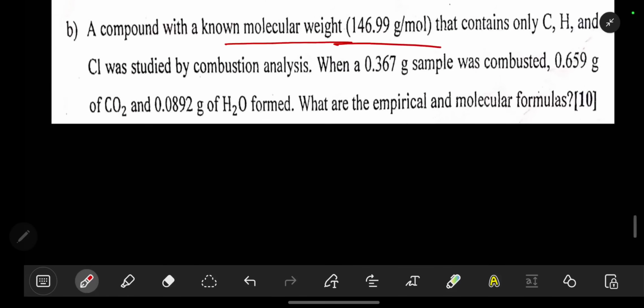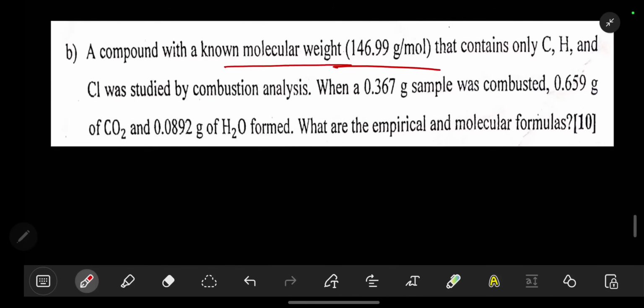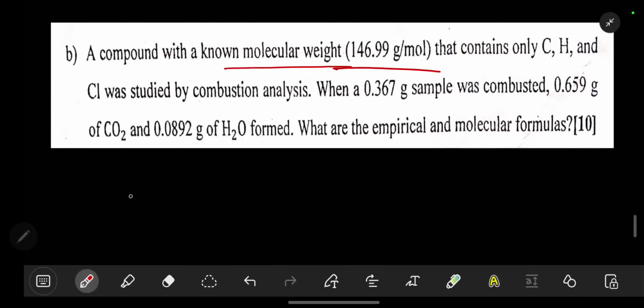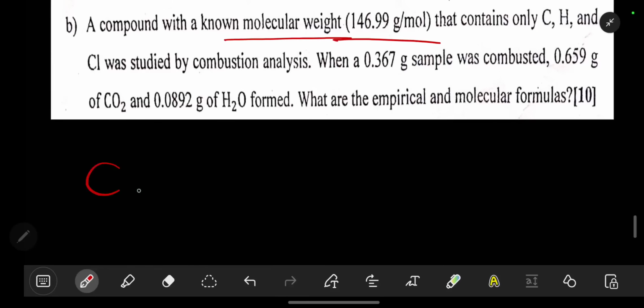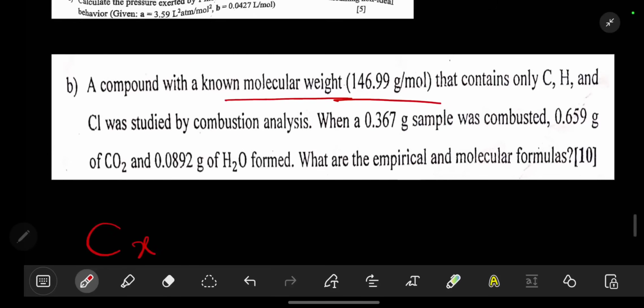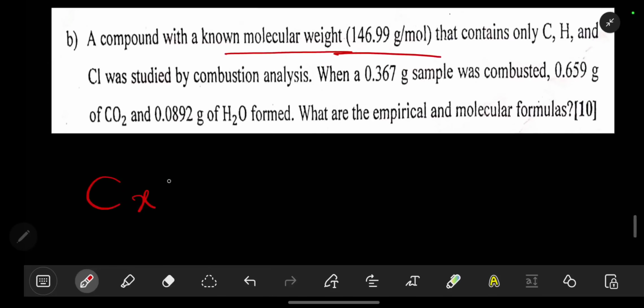So to find the value of this, what we are going to say is that we have a compound with the unknown. So there are a lot of them, but we don't know the actual compound. So we have C_x H_y Cl_z, to show that these could represent numbers such as 5, 3, or 2.